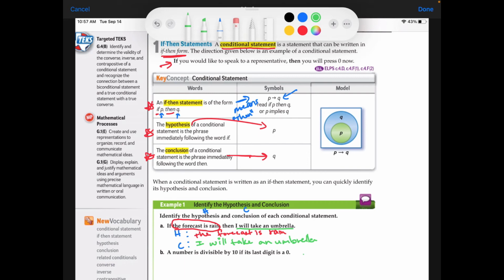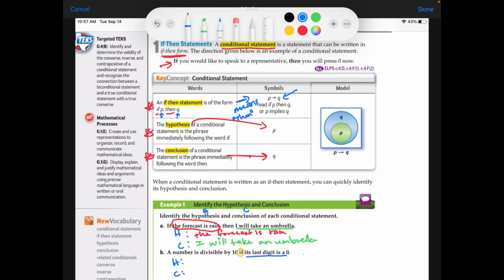A number is divisible by 10 if its last digit is 0. If you notice, the sentence here is not in the exact if-then form. It's a little flipped. Always, always, always look for the word if or then. That will give you the clue of where the hypothesis and conclusion are. Right here we find the word if. Remember, everything after the word if is your P, which is your hypothesis.